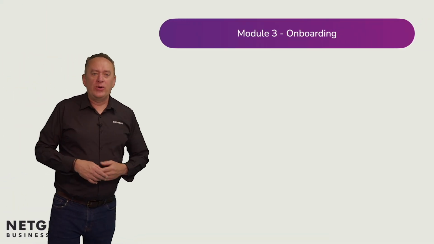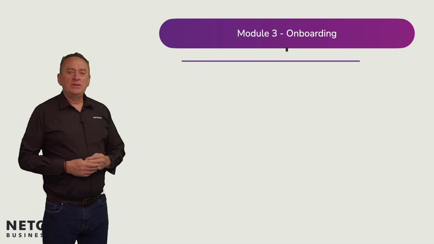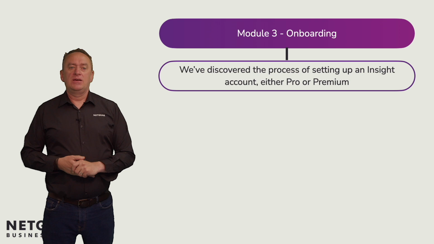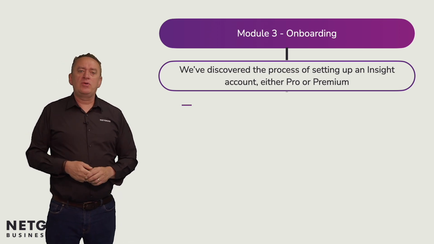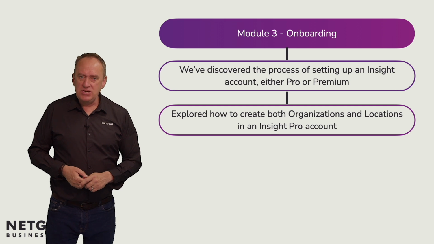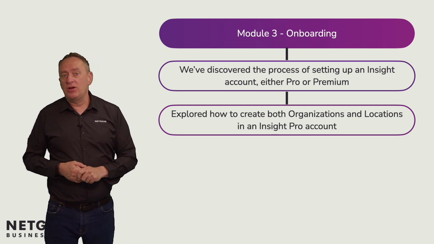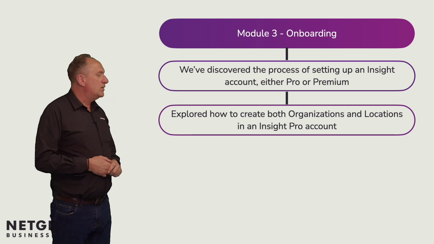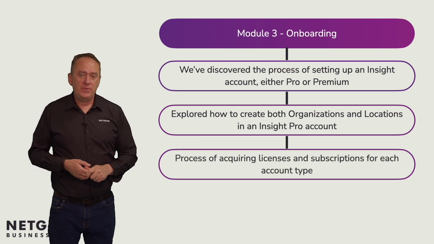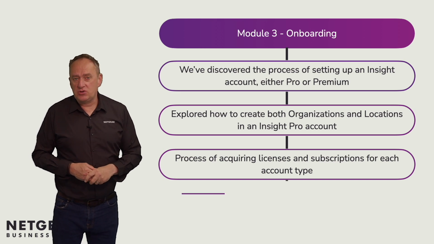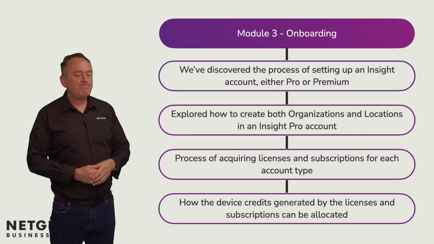Before you head over to the quick quiz, let's recap what we've covered in this module. We've discovered the process of setting up an Insight account, either Pro or Premium, and explored how to create both organizations and locations in an Insight Pro account, or just locations in an Insight Premium account. We looked at the process of acquiring licenses and subscriptions for each account type, and subsequently how the device credits generated by the licenses and subscriptions can be allocated.